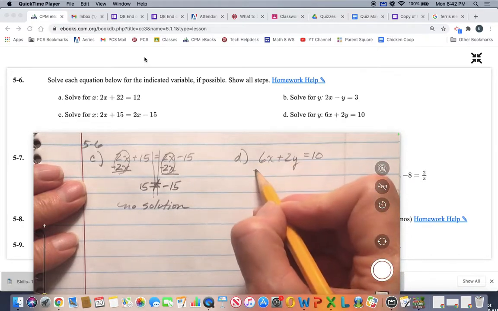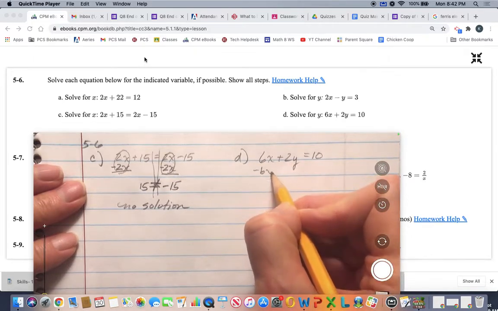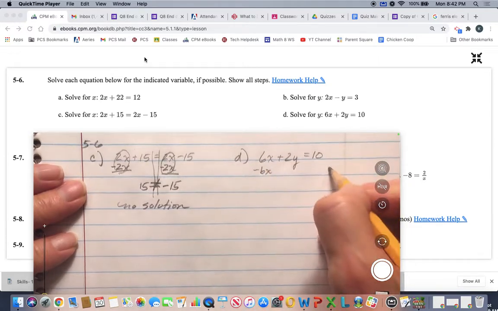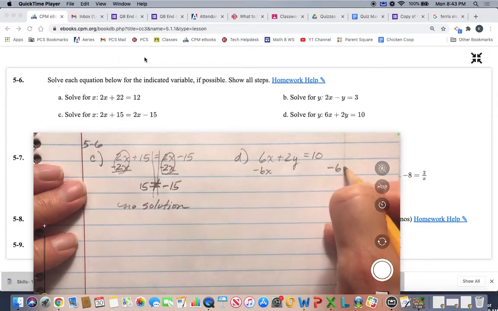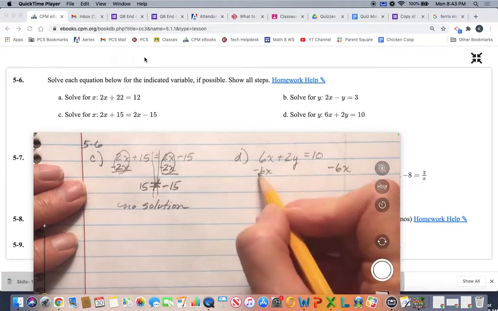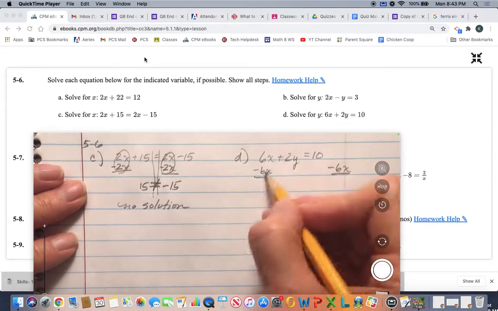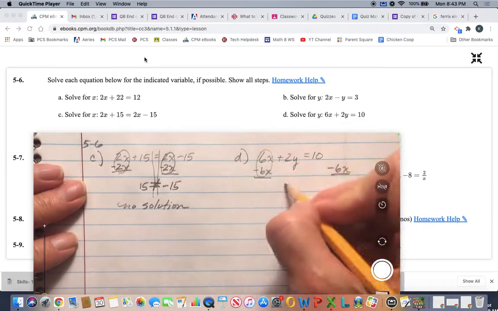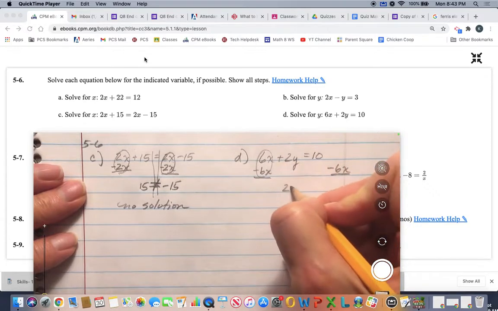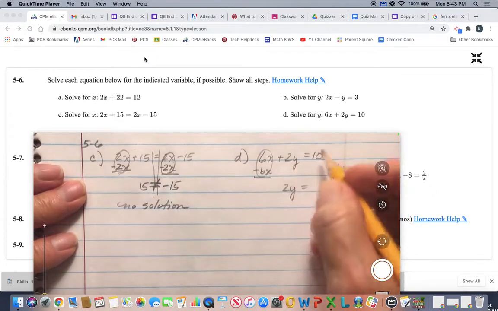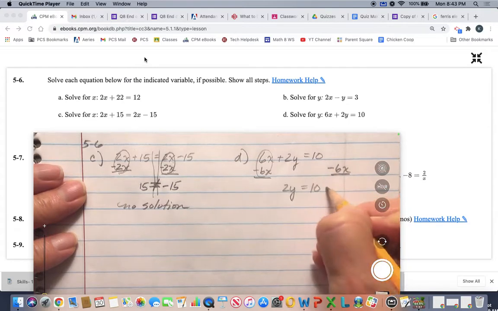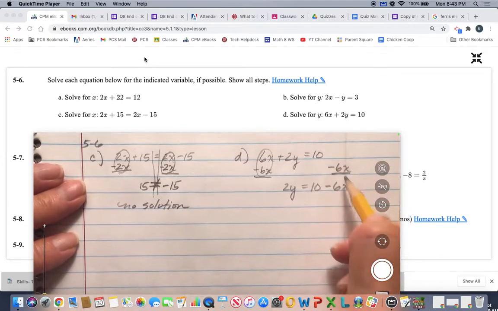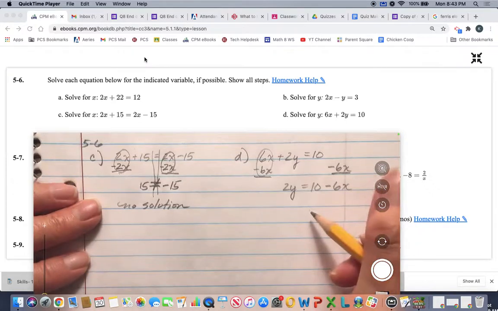And the first thing we'll do is zero out the 6x on this side. And we need to also subtract 6x from this side. So we zero out that, and we only have 2y left on the left-hand side. Over on the right-hand side, we have that original 10 minus the 6x that we tacked on or added on.